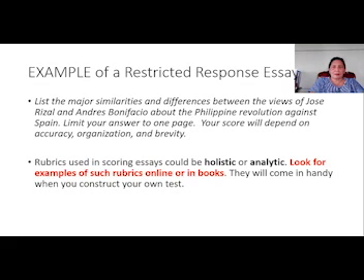Is that clear? What are you going to collect? Rubrics. Rubrics for role play, rubrics for essays, rubrics for projects, rubrics for any activity that you will ask your students to do. Okay?